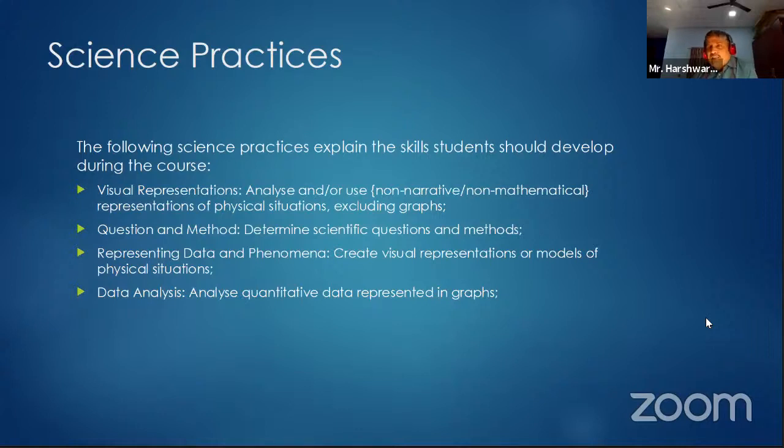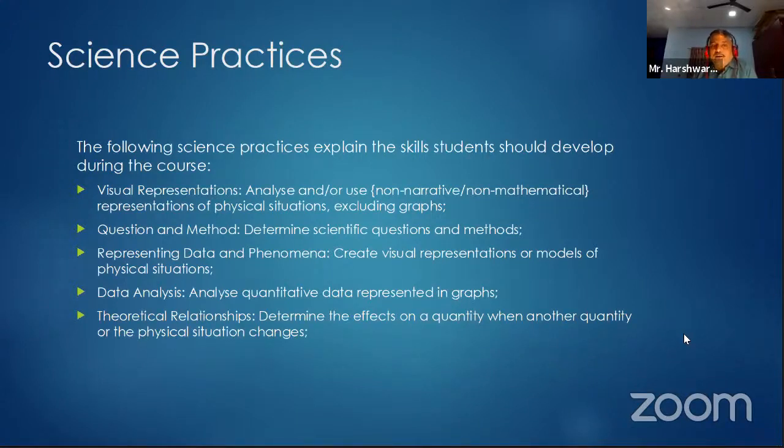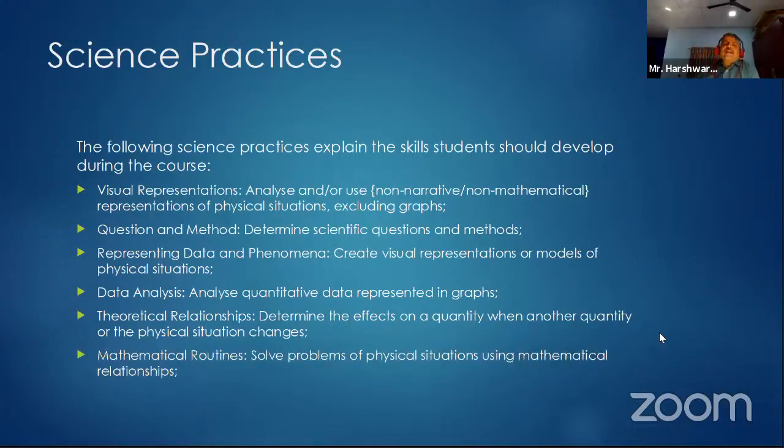Data analysis: if some numerical values or quantitative data is associated, or graphs are given regarding the movement of a variable with reference to another variable in a particular situation. So data analysis is another quality that we need to learn. Finally, theoretical relationships, so obviously you must know all the basic formulae which are applicable in all the topics. And then finally the mathematical routines, where, because this is a C course, we apply even calculus to a lot of questions where we need to solve problems applying mathematical relationships or mathematical techniques.